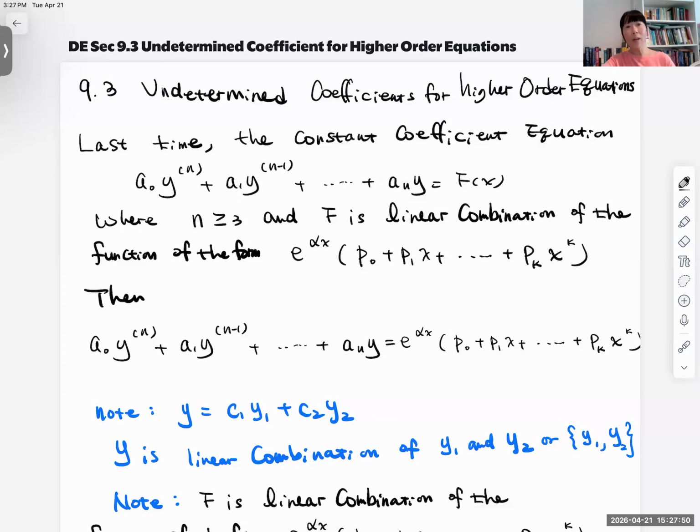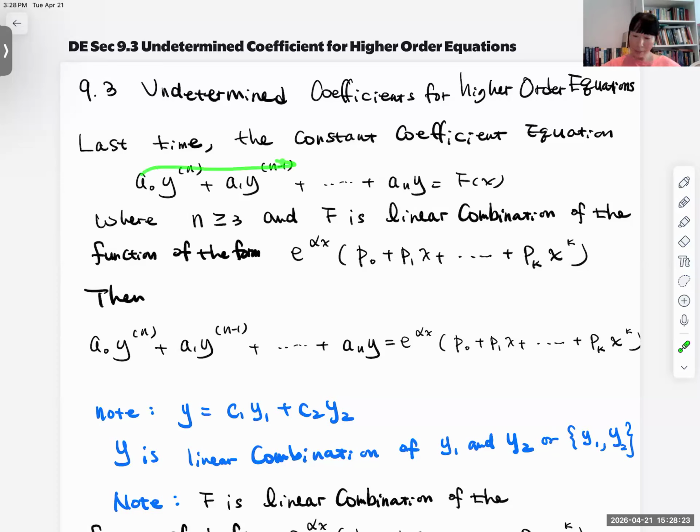Today we are going to learn 9.3, undetermined coefficients for higher order equations. Undetermined coefficients we heard before, right? From an earlier section we learned that. This section is about higher order equations, so we're going to talk about the triple derivative. Okay, let's do this.